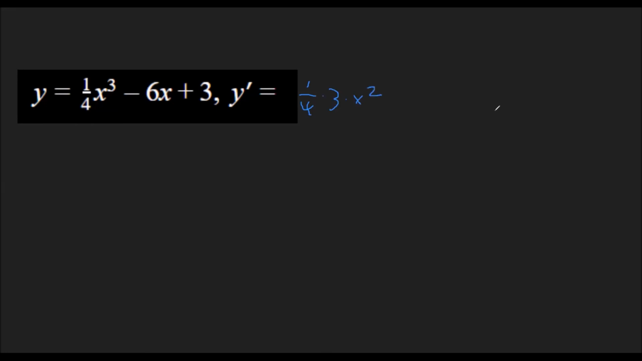Now let's focus on this. As I said earlier, the derivative of a constant times x to the power of 1 is just that constant. So that is -6. And now we have to find the derivative of 3, and the derivative of a constant is 0. So now we can just simplify this. We can say that it's 3/4 x squared minus 6. And that is the derivative of y.